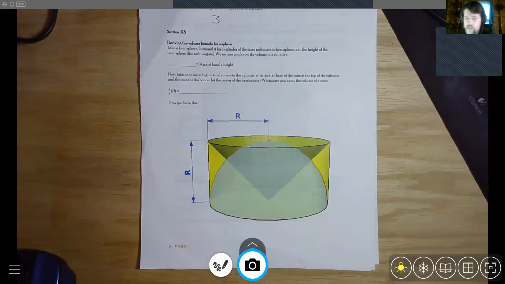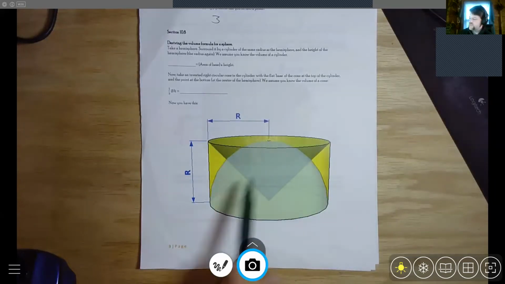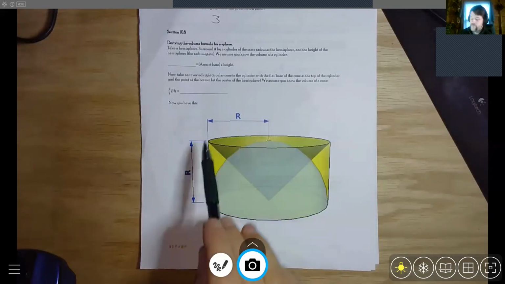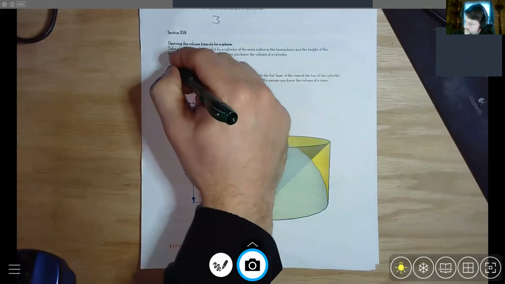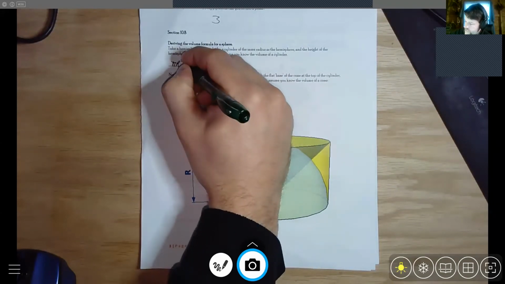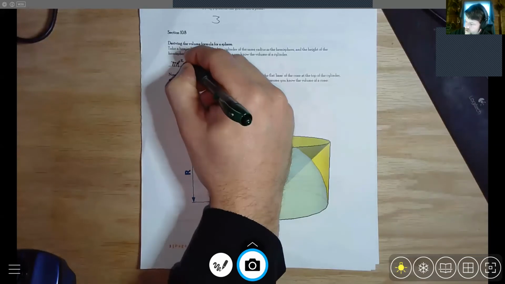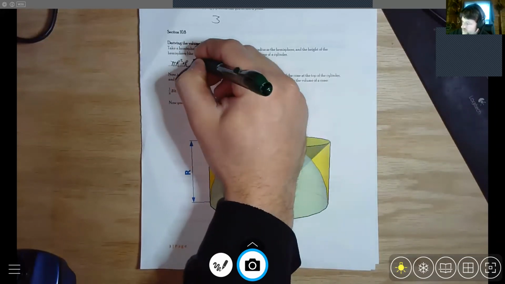Okay, so it says, we assume you know the volume of the cylinder. So what is the volume of this whole thing? Well, it's the area of the base times the height. So area of the base is pi r squared, and the height is also r. So we could simplify that as pi r cubed.